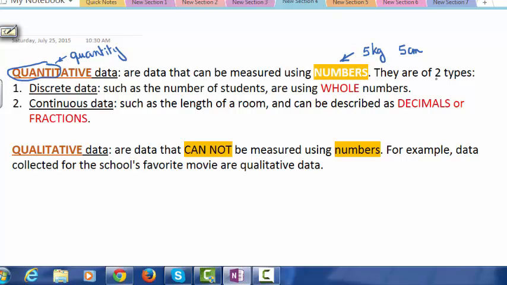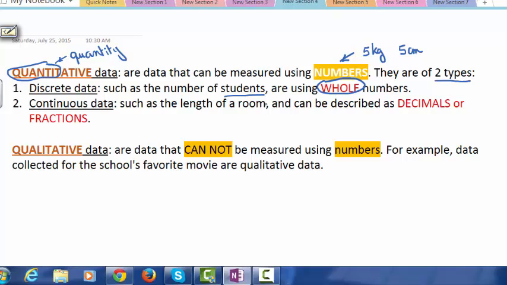Now there are two types. The first one, discrete data, such as the number of students. Why? Because we are using whole numbers. As soon as you see the number is a whole number, not a decimal, right away we say this is discrete data. Can the number of students be 5.5? 5 students and a half? Impossible. So the number of students, this data, is discrete. Either it's 5 or it's 6. So we don't accept decimals. That's why we call it discrete data.